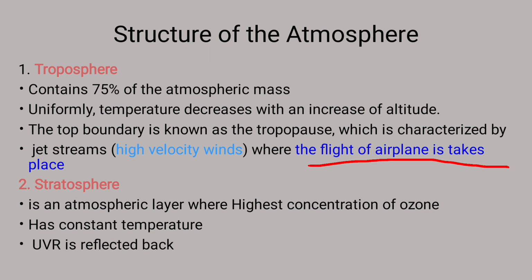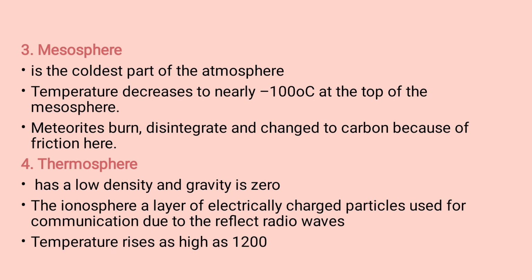The stratosphere is an atmospheric layer where the highest concentration of ozone is found. Ozone is the combination of three oxygens. So this combination of three oxygens, which is called ozone, is commonly found in the atmospheric layer known as the stratosphere. This layer has a constant temperature, and ultraviolet is reflected back to its source. Okay, the third layer is the mesosphere.